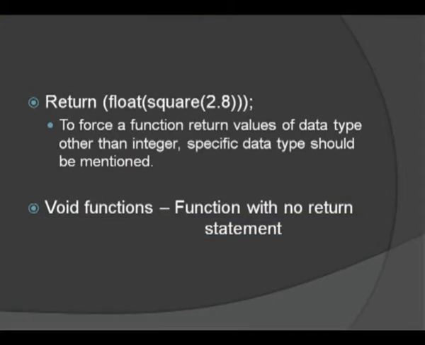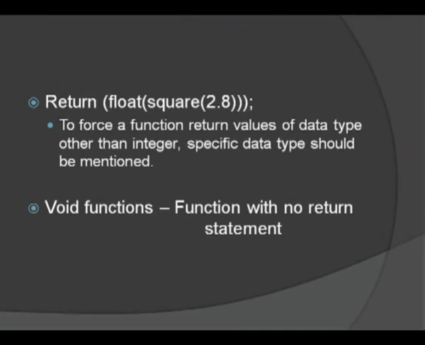Then we have something called void functions. It is not necessary that every function should return some value. Sometimes we may print the result of that function in the function itself. In such cases, a function need not have a return statement. There we should explicitly mention that those functions are void, that is, they do not return any value, they return simply null. Such functions are called void functions. These are the different types of return statements available in C.